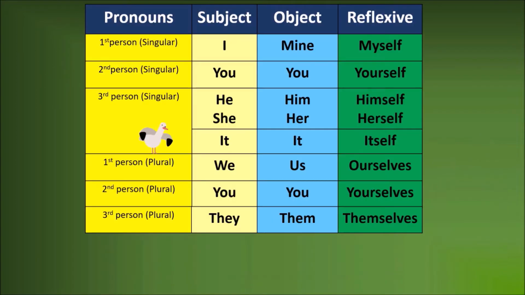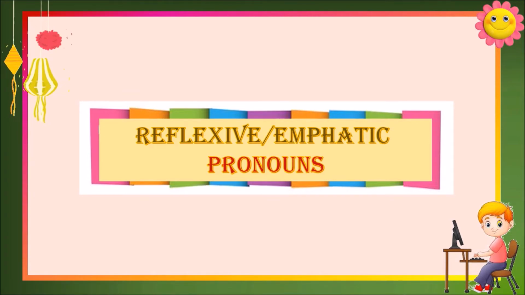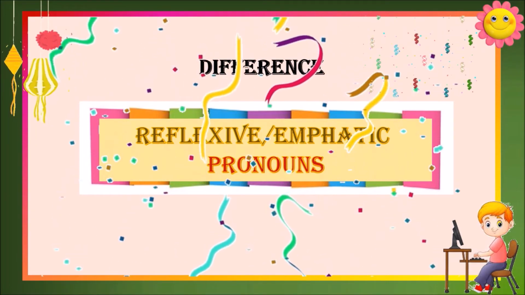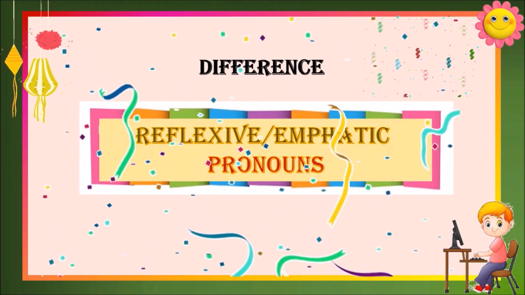That's it. Please see this table carefully and note how the pronouns change in subject, object, and reflexive. Here I have shown one example each for the first person, second person, and third person in case of both singular and plural. You can find more such examples for yourself as you practice. The reflexive and the emphatic pronouns both have self or selves at their end. So what is the difference?